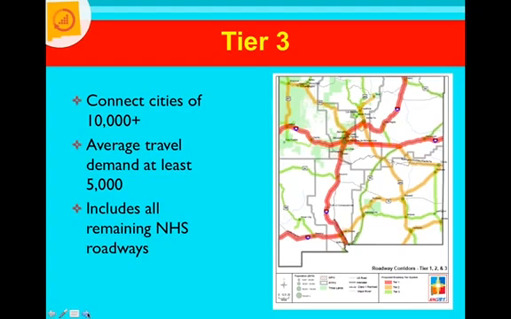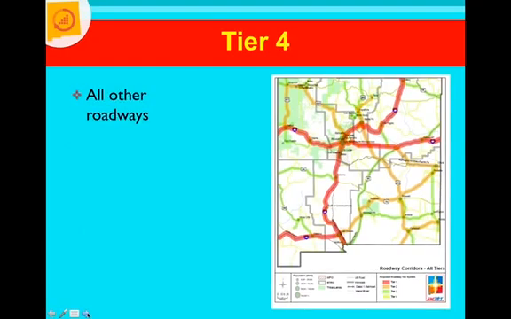So this is connecting some of our other cities, travel demand of at least 5,000, and all of our remaining national highway system roadways. The next slide shows Tier 4, which is basically encompassing all of the other roadways in the state. New Mexico has a fair amount of roadways, but a very sparse population. The majority of the population in New Mexico is actually located in the Albuquerque metro area. I believe about 3/4 of our population is in Albuquerque.